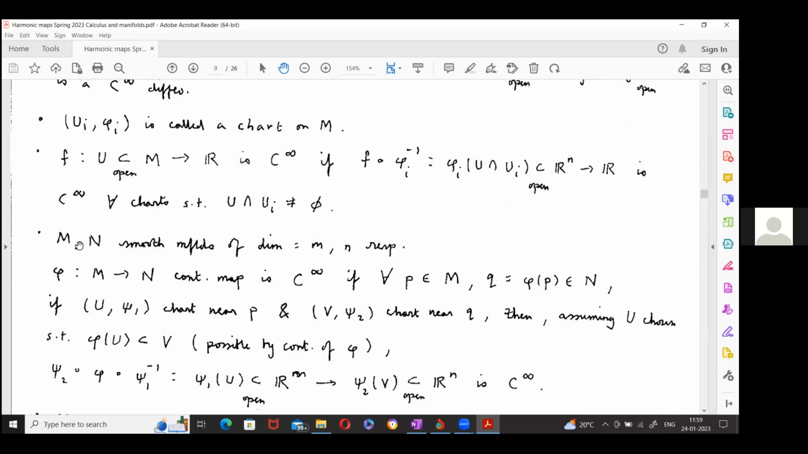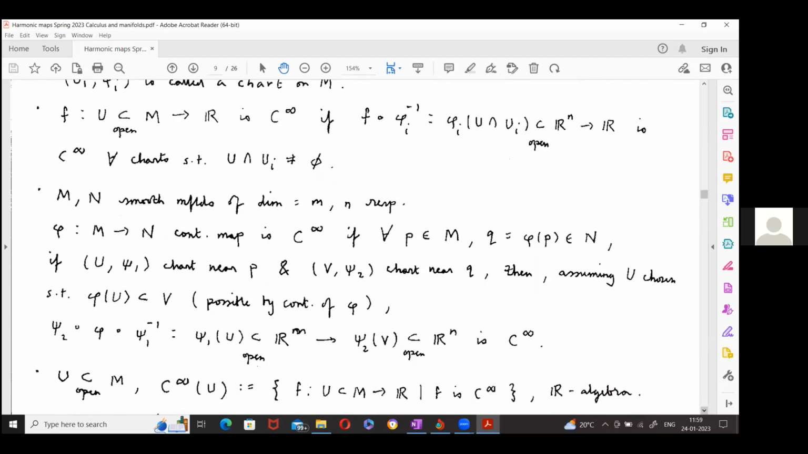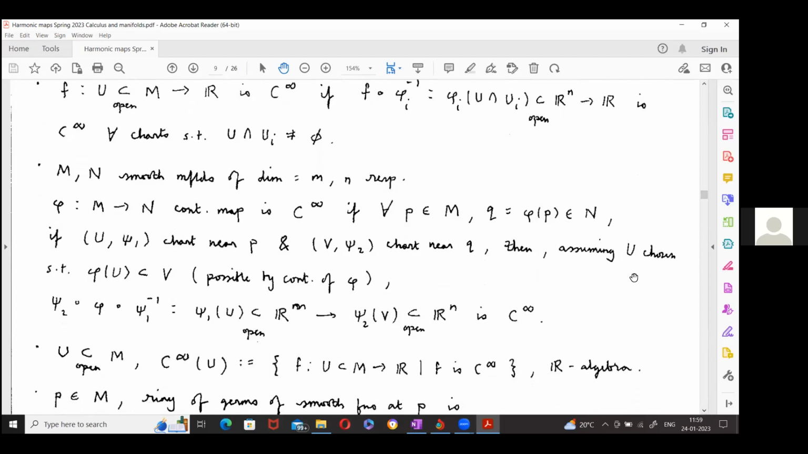And similarly, if I have two manifolds, M and N, and a continuous map from M to N, you'll say it is smooth if whenever I take a point P in the domain M and look at its image point Q in the range N, and if psi 1 is a chart near P and psi 2 is a chart near Q, then since the map phi is continuous, I can assume my chart U is chosen small enough so that phi of U is contained in V. Because phi is continuous, I can choose this neighborhood U small enough so that its image is contained in the neighborhood V of Q.